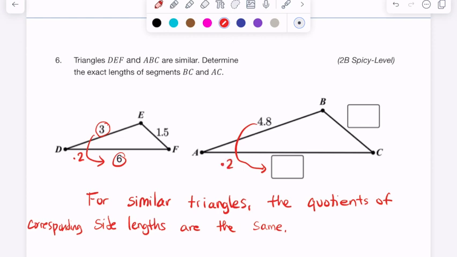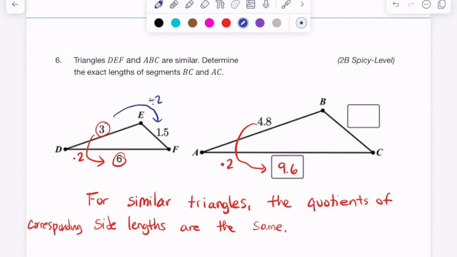There needs to be the same ratio. So the longest side has to be 2 times as big as this side, AB or DE. So 4.8 times 2 is going to be 9.6. So I know that. And then I do the same thing here to get from D to E. 3 divided by 2 is 1.5. Or 3 times 1/2 is 1.5.